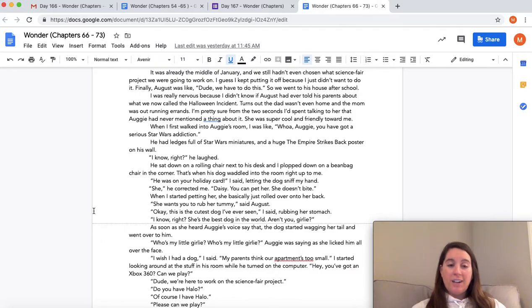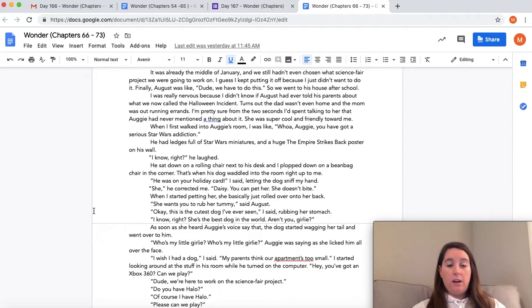"She was on your holiday card," I said, letting the dog sniff my hand. When I started petting her, she basically rolled over on her back. "She wants you to rub her tummy," said August. "Okay, this is the cutest dog I've ever seen," I said, rubbing her stomach. "I know, right? She's the best dog in the world. Aren't you, girlie?" As soon as she heard Augie's voice say that, the dog started wagging her tail and went over to him. "Who's my little girlie? Who's my little girlie?" Augie was saying as she licked him all over the face.